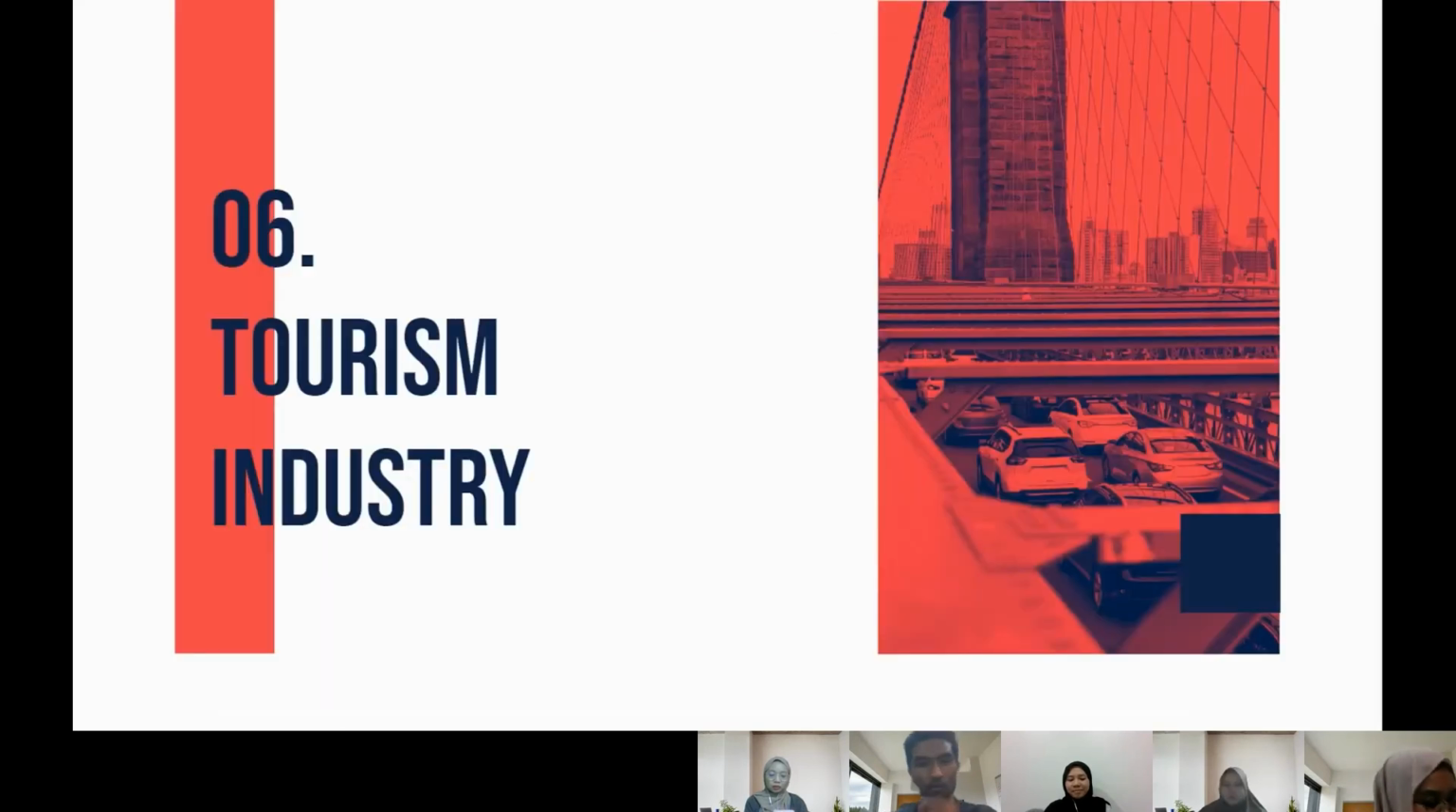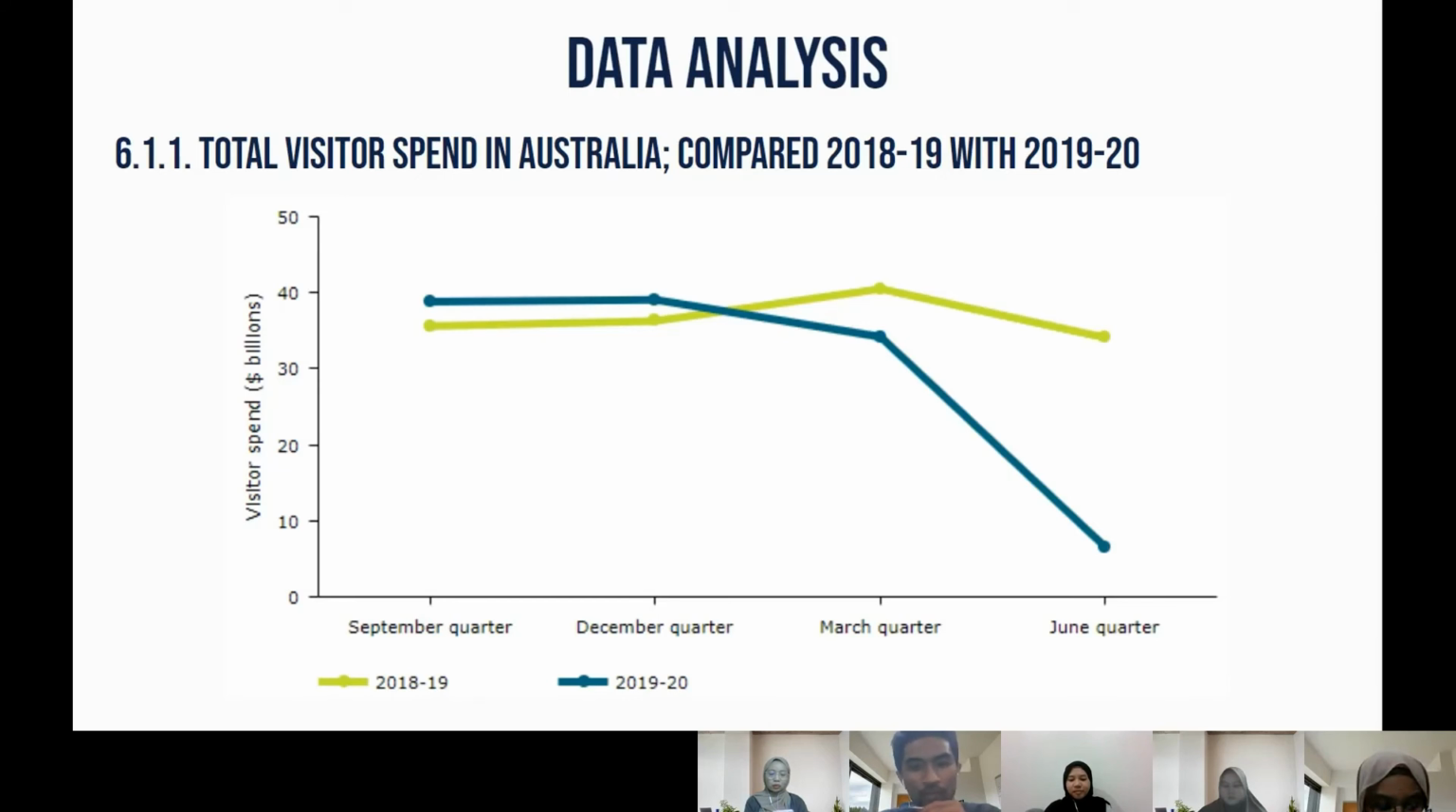We go to the tourism industry. I'm going to explain the impact of COVID-19 on the tourism industry. Firstly, this first data shows the total visitor spend in Australia, comparing 2018 and 2019 with 2019 and 2020. On the yellow line, we can see that in 2018 and 2019, from the December quarter to the March quarter, there's an increase as the period is peak season for the Australian tourism industry, because many tourists from China celebrate Chinese New Year in Australia. Therefore, the increase of visitors increases the total visitor spend, and of course in the next quarter the amount goes back to normal.